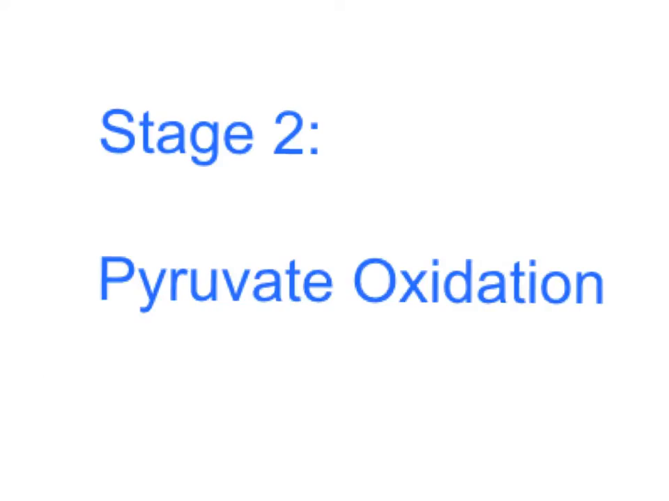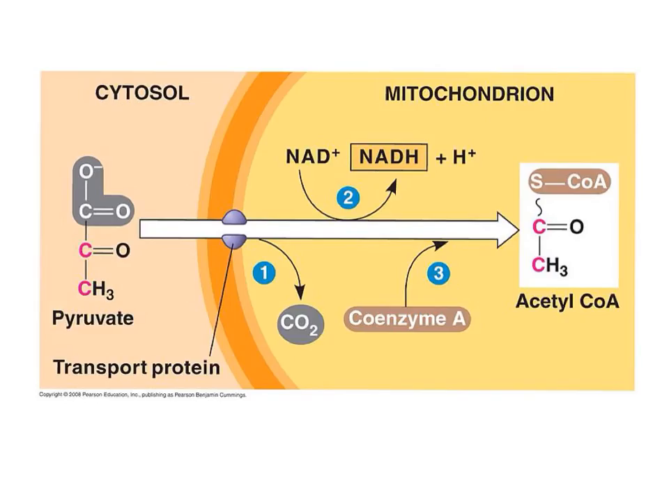Pyruvate oxidation is the second stage of cellular respiration. For cellular respiration to continue, 2 pyruvate molecules must migrate from the cytoplasm to the mitochondria. The pyruvate molecules move into the mitochondrial matrix with the help from the membrane carrier. The pyruvate then passes through the outer and inner mitochondrial membranes.